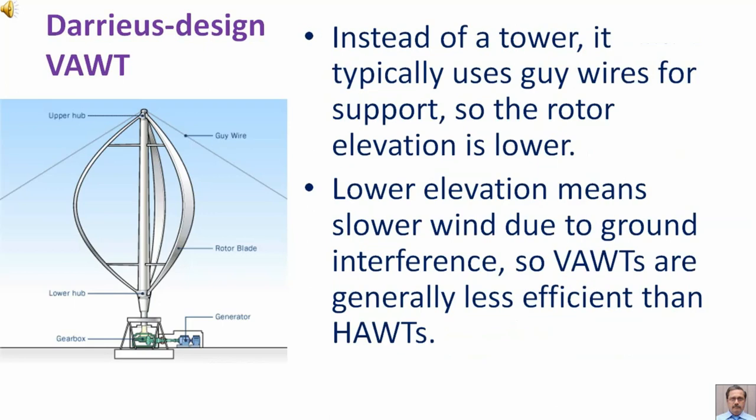Instead of a tower, it typically uses guy wires for support, so the rotor elevation is lower. Lower elevation means slower wind due to ground interference. So, VAWTs are generally less efficient than HAWTs.